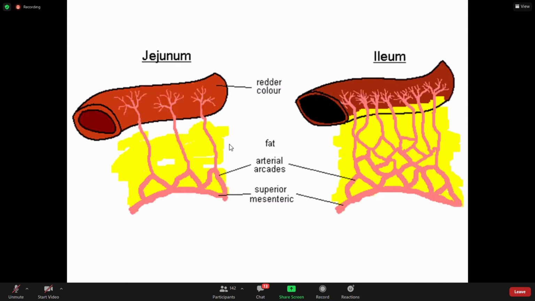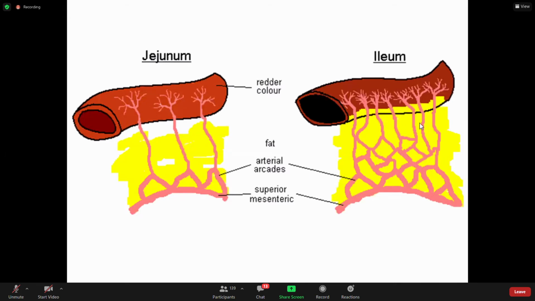So the difference between jejunum and ileum in relation to these arterial arcades is that in case of jejunum, there is either single or maximum 2 rows of the arterial arcade, while in ileum, you will be having roughly 3 to 4 rows of the arterial arcade. And from these arterial arcades, these longitudinal vessels which run and supply the wall of your small intestine are termed as vasa recta. So this is the vasa recta on this side. Here these are the vasa recta which is supplying your ileum.